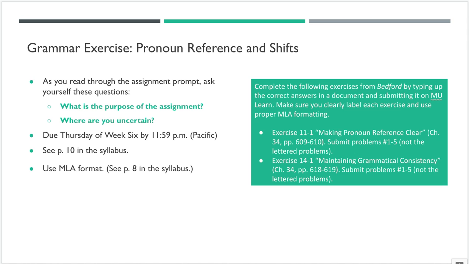And then lastly, you do have a grammar exercise. You're going to learn about pronouns this week, okay? Those are the little words like he, she, they, we, and you're going to learn how to use them in academic writing. So there are a couple exercises that you'll find within chapter 34. They're exercise 11.1 and 14.1, and you can find the directions for this in the syllabus and a little more information on page 10. So I will let you go get to these 3 exercises.